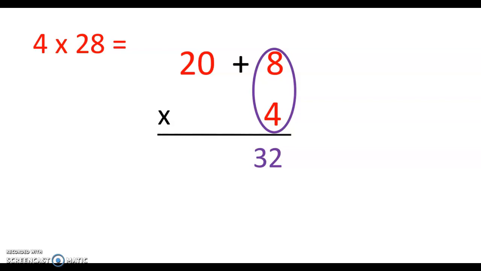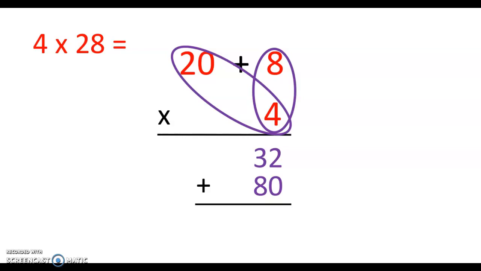Then I'm going to go 4 times 20. Well, I know 4 times 2 is 8, but I need to add on that 0 to move it up a place value, giving me 80. If you got 80, give yourself a pat on the back. Then we know our very last step is to add these together. 2 plus 0 is 2. 8 plus 3 is 11. If you got 112, give yourself an extra big pat on the back.